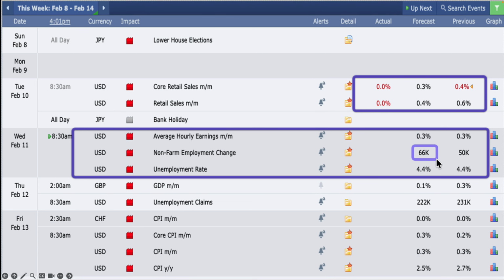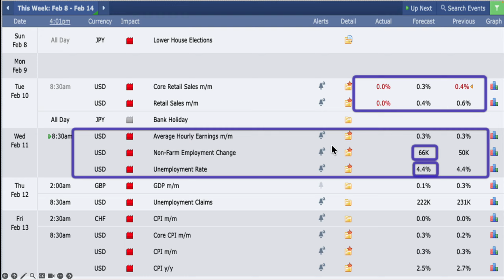Look at that. They're looking for a 66,000 gain. Unemployment rate's supposed to be at 4.4. So this is the one. If you're looking for a big trade of the week, I think this employment number is going to be one of them.